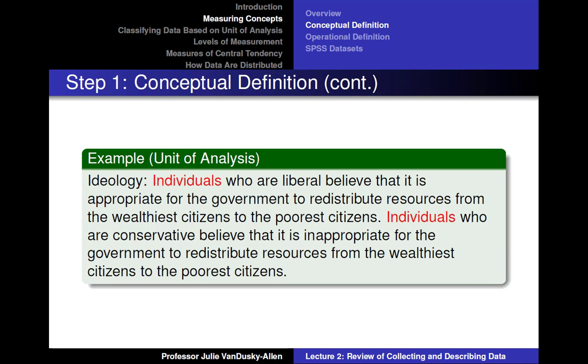Note that individuals is the unit of analysis, as it tells us what the concept applies to. Individuals have ideological beliefs. Note that the following information tells us what the variable's measurable properties are. We know an individual is liberal if they believe that it is appropriate for the government to redistribute resources from the wealthiest citizens to the poorest citizens. We know an individual is conservative if they believe that it is inappropriate for the government to redistribute resources from the wealthiest citizens to the poorest citizens.